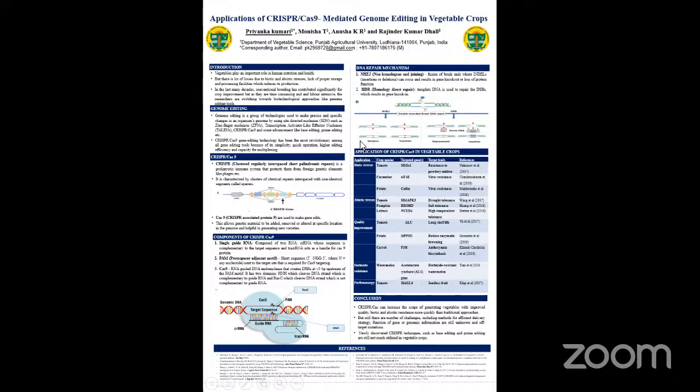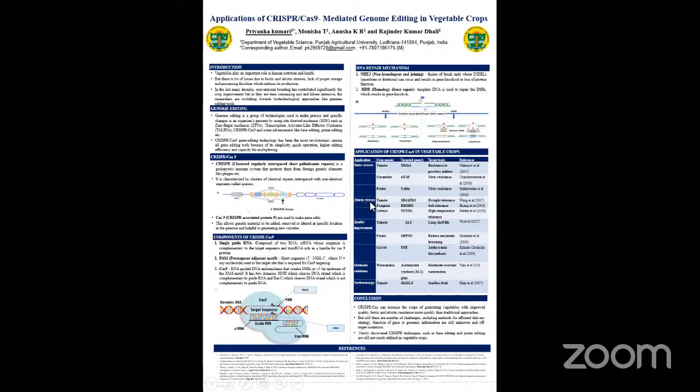Now coming to its application, it has been successfully used for overcoming biotic stresses. For example, in tomato, this gene has been targeted for creating resistance to powdery mildew, and likewise in cucumber and potato, they get virus resistance by targeting the following genes.